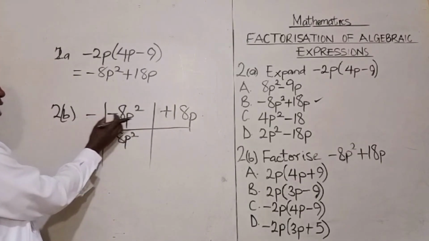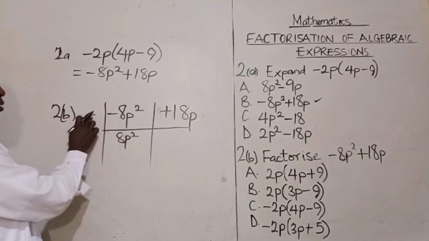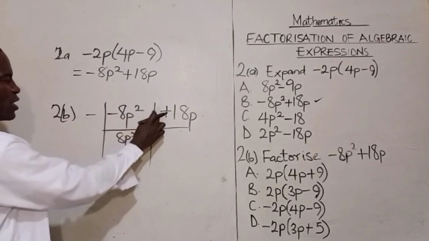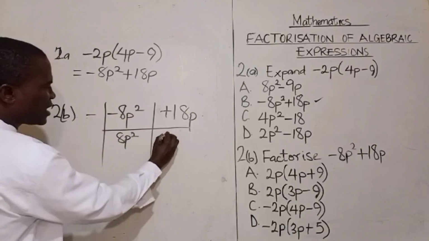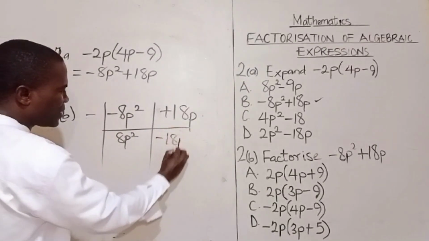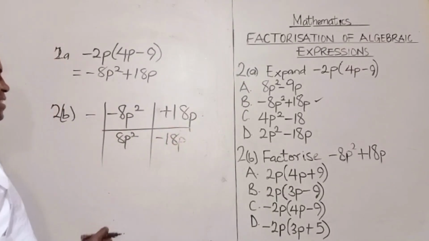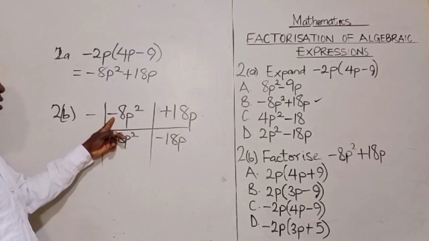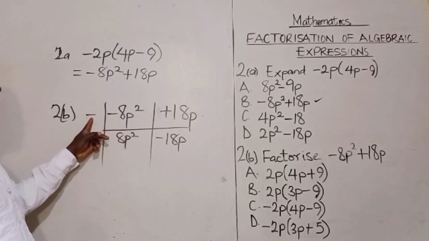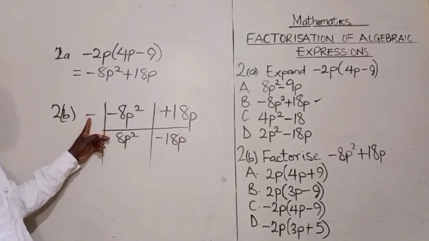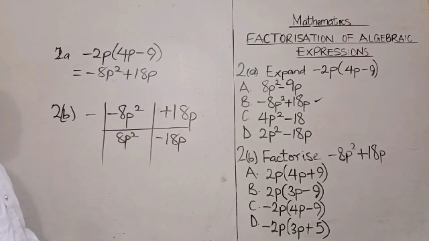So we have been able to bring out the first key, which is minus. Then minus times plus gives us minus 18p. Let's look at it again. When you bring out this minus as one of the keys, you bring it outside. Then minus times minus gives us plus. Minus times plus gives us minus. Now, let's proceed. We'll look at it again.